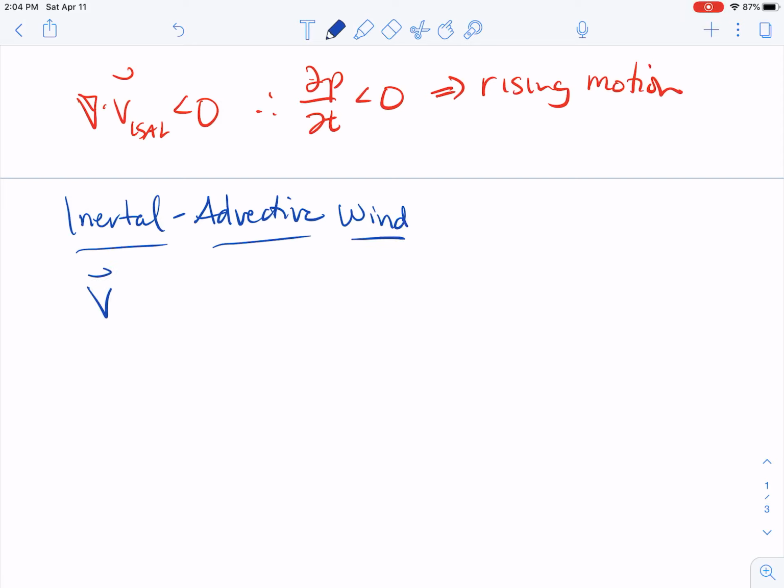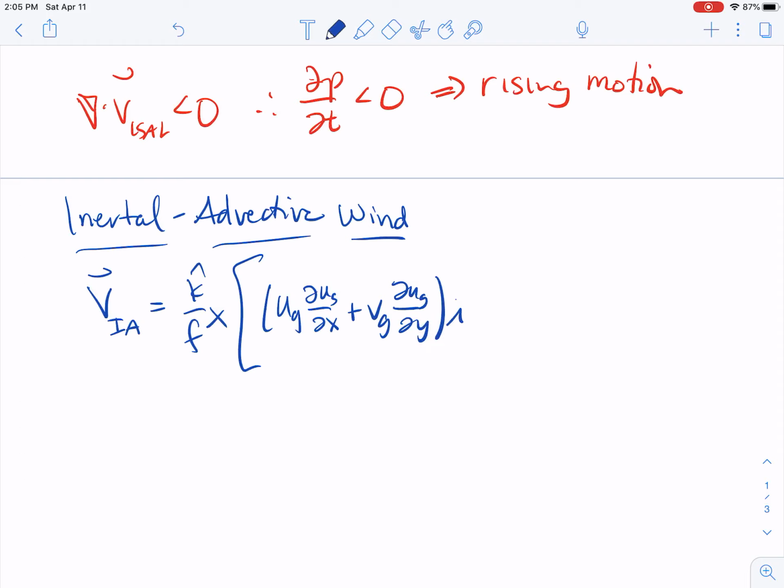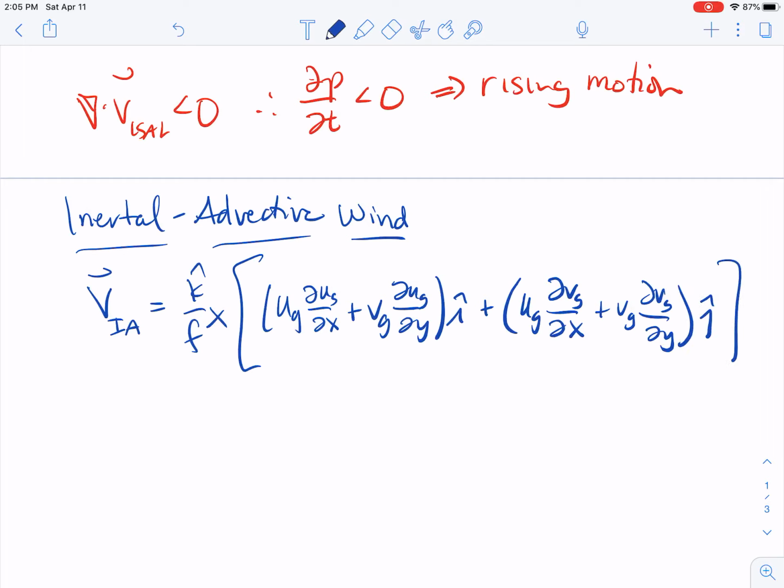So the inertial advective wind. Here we're going to call this V_IA, and this equals K hat over f cross. Now I am going to write out the terms that we're going to have in both our i and j components. Remember that this is the advection of the wind by the wind. So our i component is going to be u_g du_g/dx plus v_g du_g/dy, i hat, plus u_g dv_g/dx plus v_g dv_g/dy, j hat. And there's our full inertial advective term.